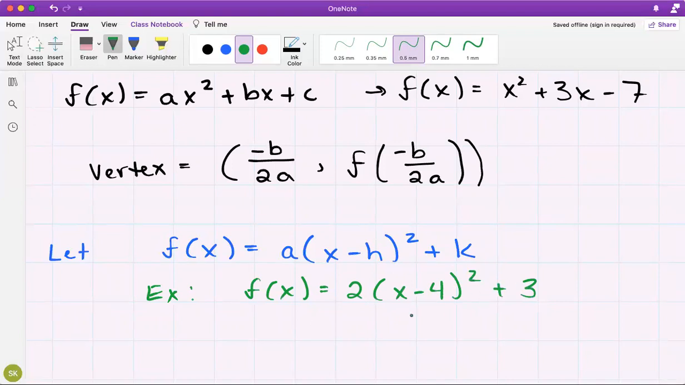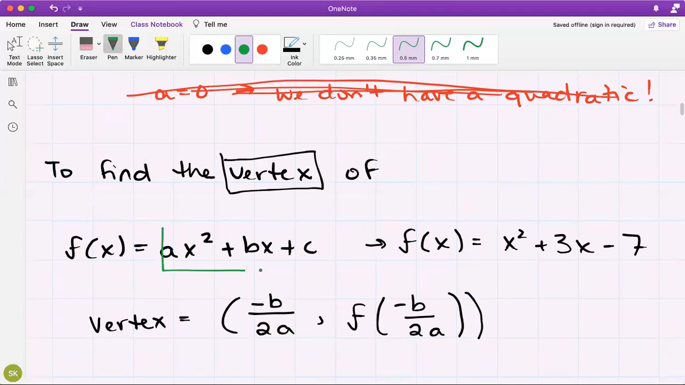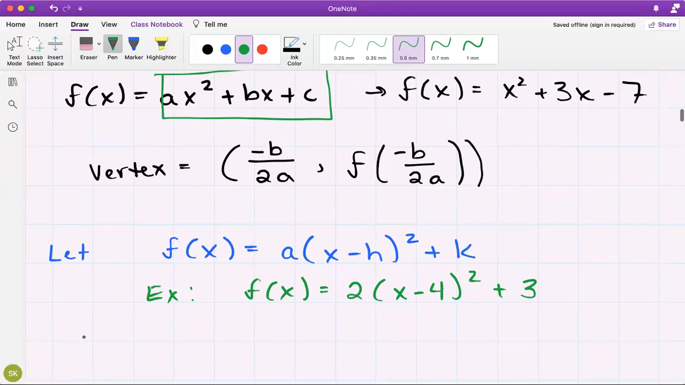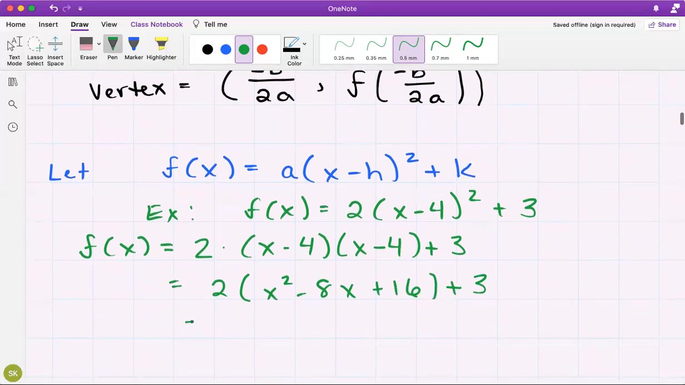Now you could FOIL this, and what you're going to do is you're going to get something that looks like this form if you FOIL it out. So if you expand this, let me show you just so we're clear. This is 2 times (x minus 4) times (x minus 4) plus 3, which is 2 times, I FOIL this, I get x squared minus 8x plus 16 plus 3. And then distribute this 2.